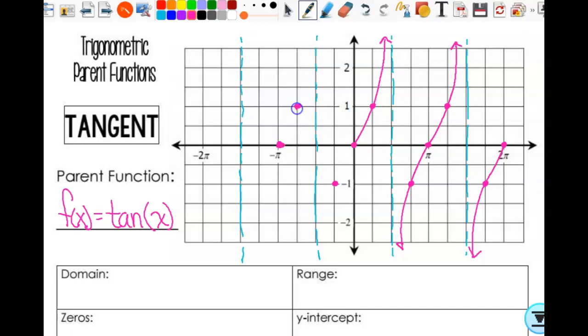Point here, here. Oh, and one here. This point here.